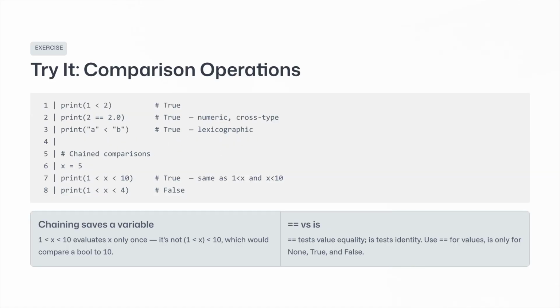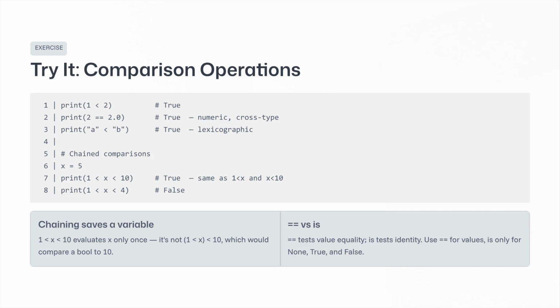Comparisons in action. Line 1, 1 < 2 is True. Line 2, 2 == 2.0 is True. Numeric comparison across types. Line 3, 'a' < 'b' is True. Lexicographic by Unicode code point. Line 6, x = 5. Line 7, 1 < x < 10 is True.